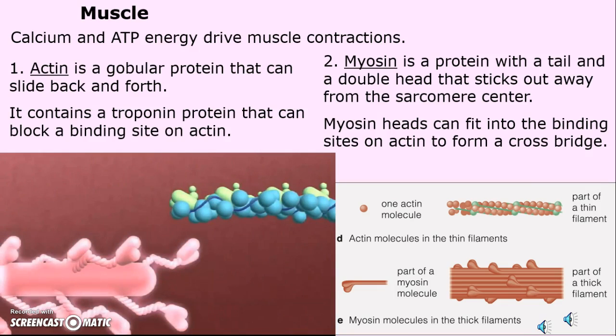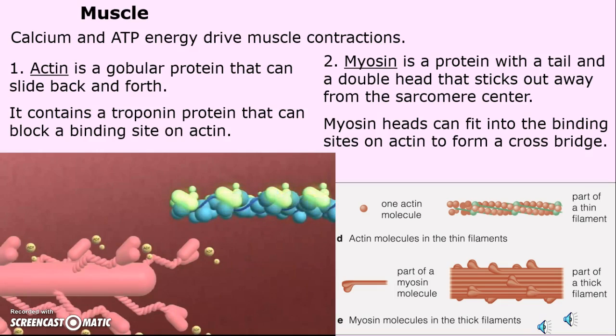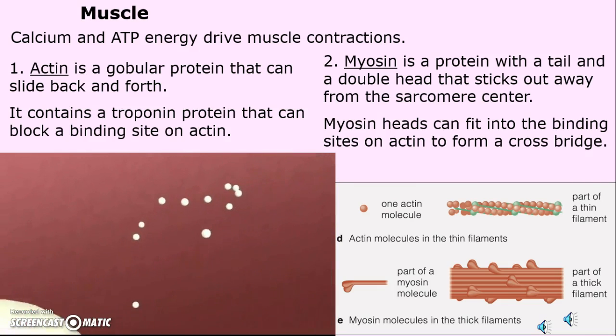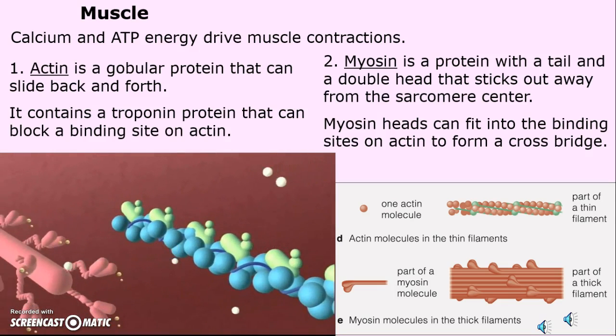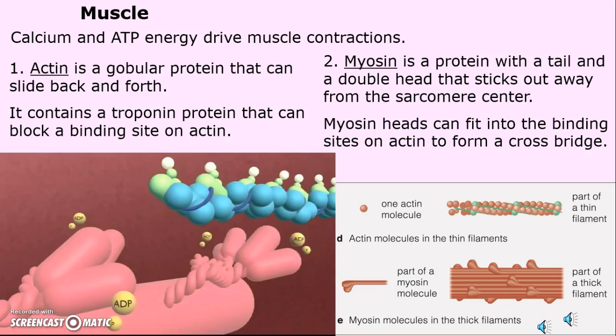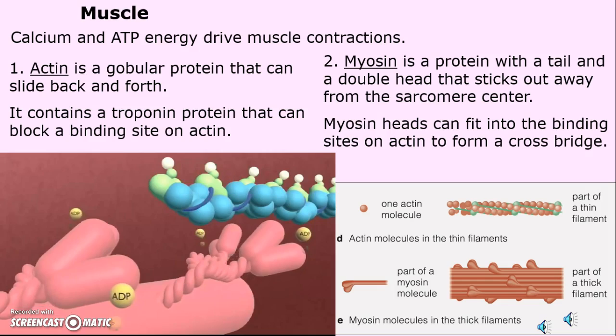It slides. Think of it, if you grab a raw piece of steak, big thick piece of steak, you can't really stretch it much. There's two proteins. One is called actin, and actin in this case is the bubbly thing. It's a globular protein, and it responds to calcium. Now when calcium binds, you see those little white bubbles? That's calcium.